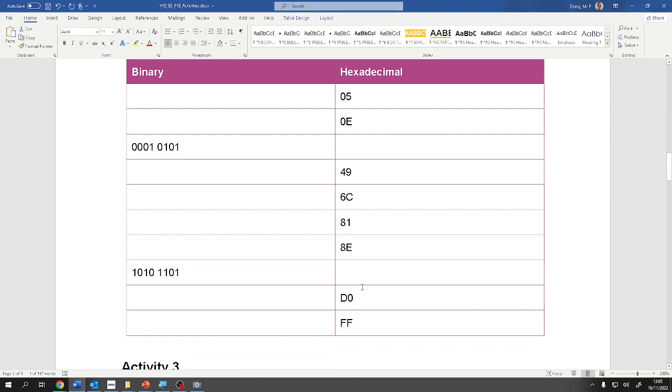Activity 2 then is just the same but in the opposite direction. So we've got hexadecimal and we need to work out what the binary is. So 0 in hex is just going to be 0 in binary. 5 in hex is just going to be 5 in binary, which is that because you've got 1 plus 4. It's actually a really concise way of representing binary data.